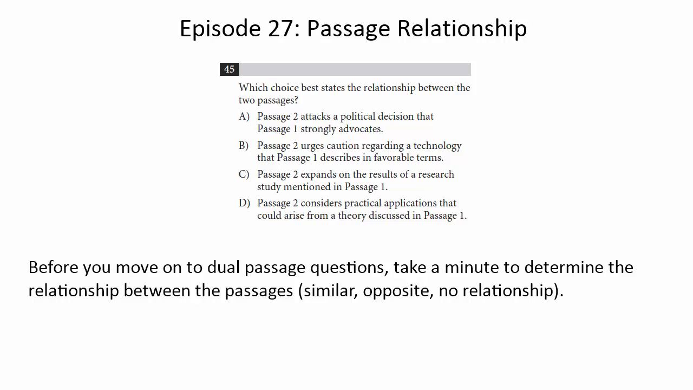We finished passage 1 and passage 2 questions. Now we're moving on to the dual passage questions. This first one we're going to do is about the relationship between the passages.